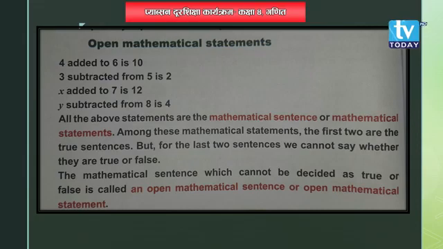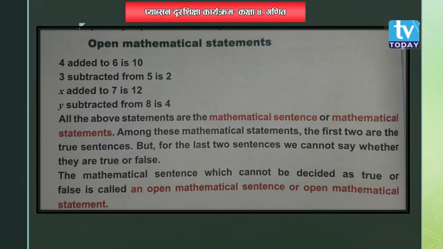So, 4 is added to 6 is 10, 3 subtracted from 5 is 2, x added to 7 is 12. See here, x added to 7 is 12. That means it's an open statement. Why do we call it an open statement? I will tell you the reason. Then, y subtracted from 8 is 4. All of the above statements are mathematical sentences or mathematical statements.